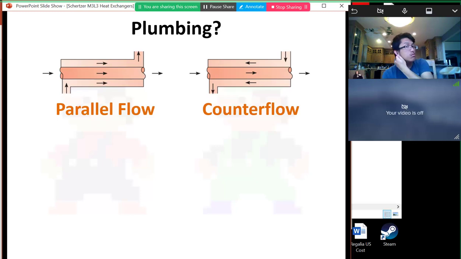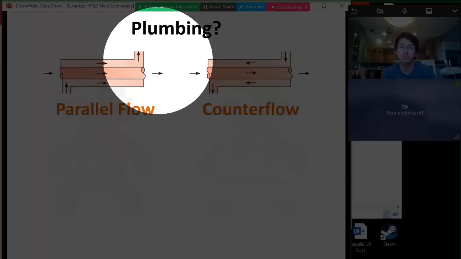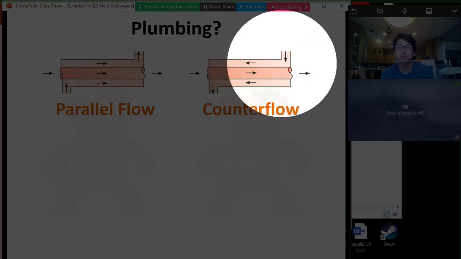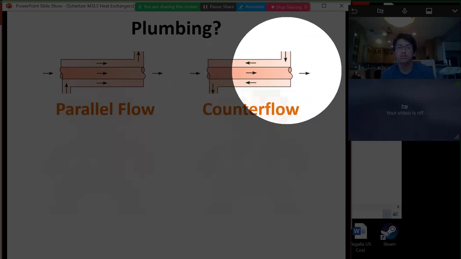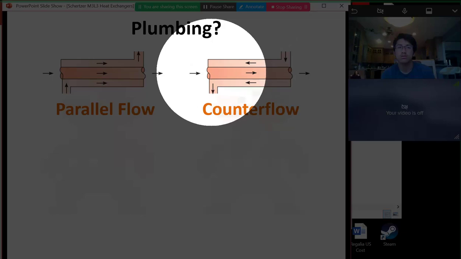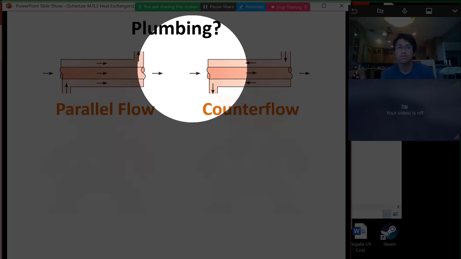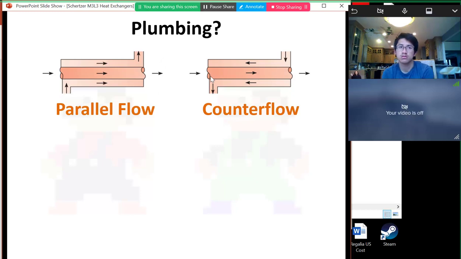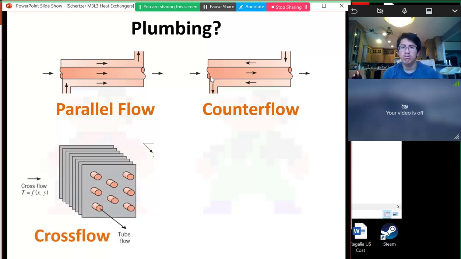But we could take this same device and set it up a little bit differently so that the hot fluid in my shell is touching the exit of the cold fluid in my tube. And the hot fluid at the exit of my shell is touching the inlet of the cold fluid in my tube. So these are two ways that we can set it up: either in parallel flow, sometimes called co-flow, or in counterflow. There are also other kinds of heat exchangers that we can design.